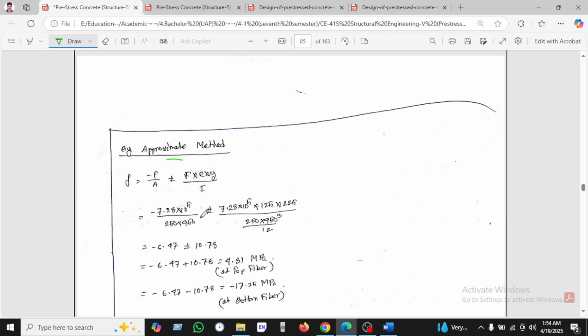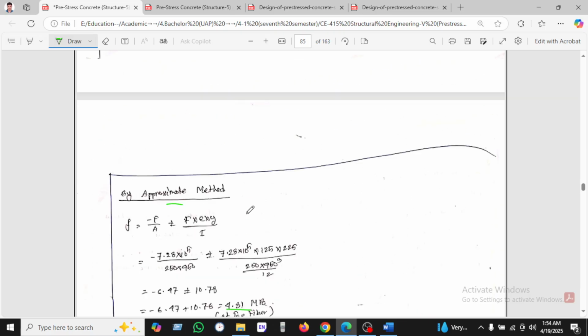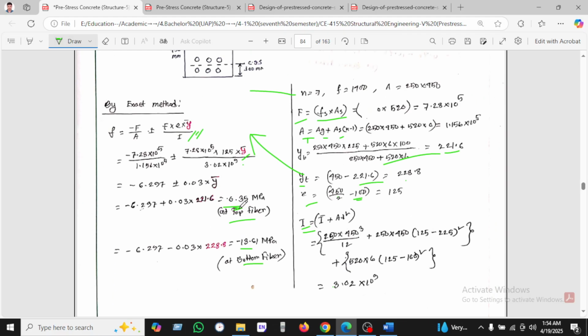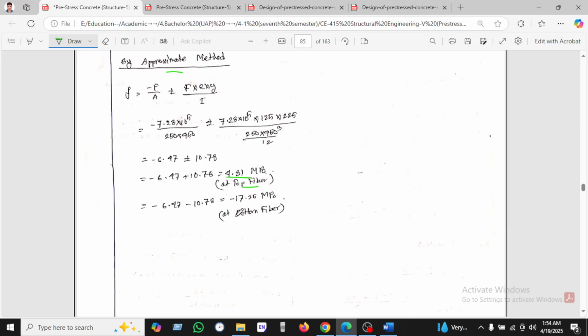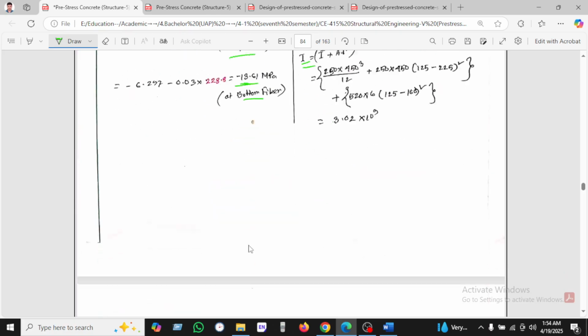Okay, by the approximate method we can use this here. So at the top fiber, which is 4.3, but the top fiber was close to 0. On the bottom fiber we found minus 17.25, approximately, and it is 13. So all of the values are close, which is very close.